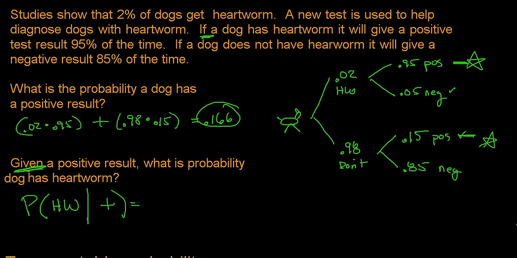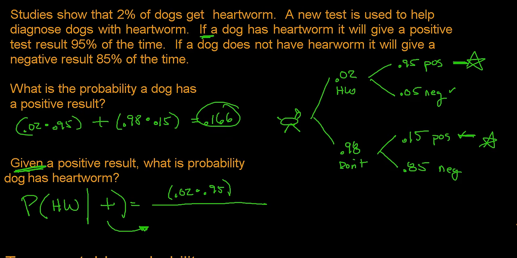All right, well, let's use the formula for conditional probability. On top goes both heartworm and positive result. Heartworm, 0.02, and a positive result based on having that heartworm, 0.02 times 0.95, that's the top. On the bottom goes only the condition, a positive test result.